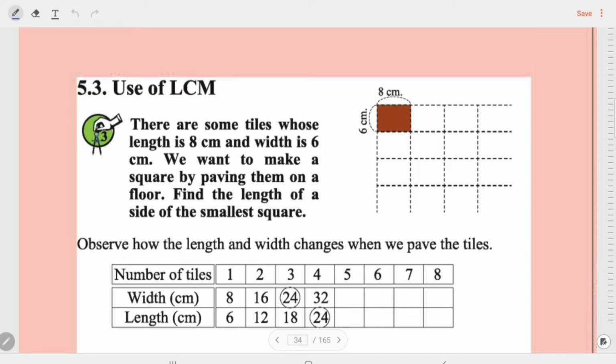When you take width as 6, length as 8, like this. When you use 2 tiles, the width will be doubled, the length will be doubled. 3 tiles, 3 times, like that.